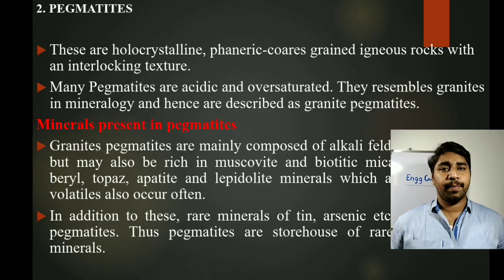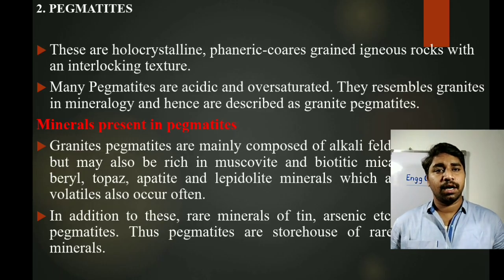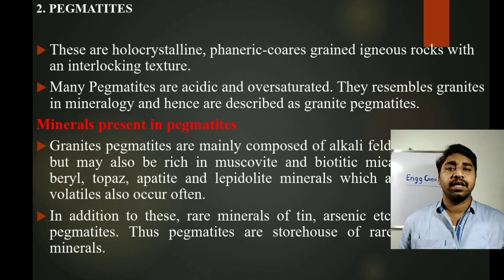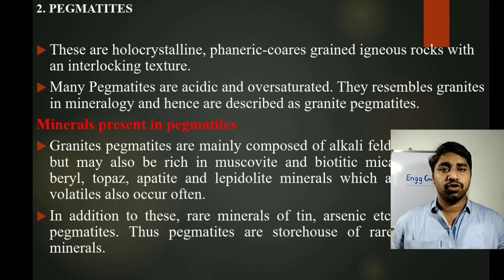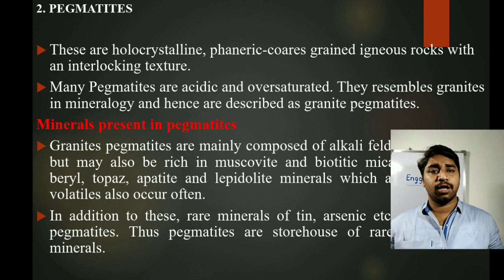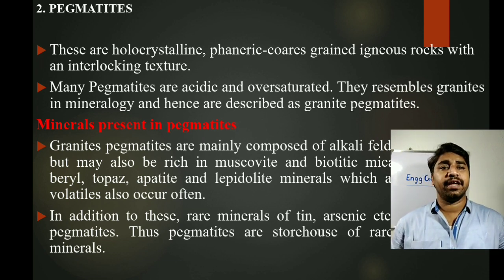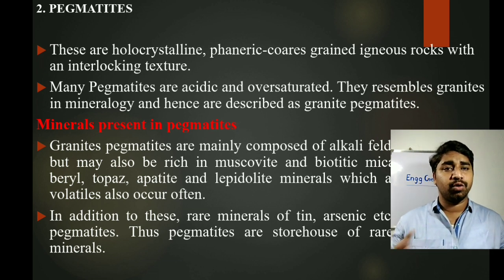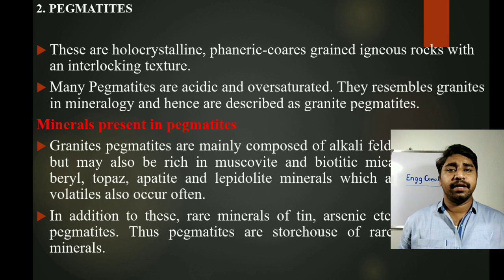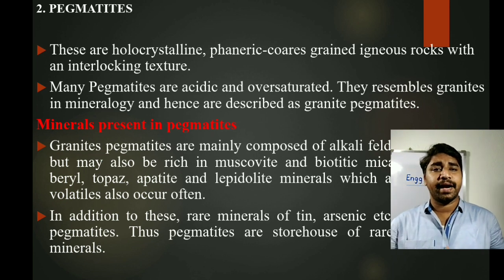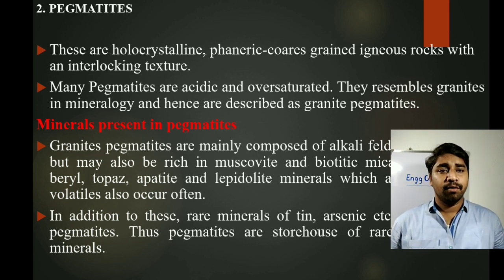So now coming to pegmatites. These are holocrystalline, phaneric, coarse grained igneous rocks with an interlocking texture. So these are holocrystalline, crystallization is done here, under phaneric coarse grained igneous rocks. Igneous rocks with coarse grained texture are going to be formed, and interlocking texture is there along with these pegmatites.